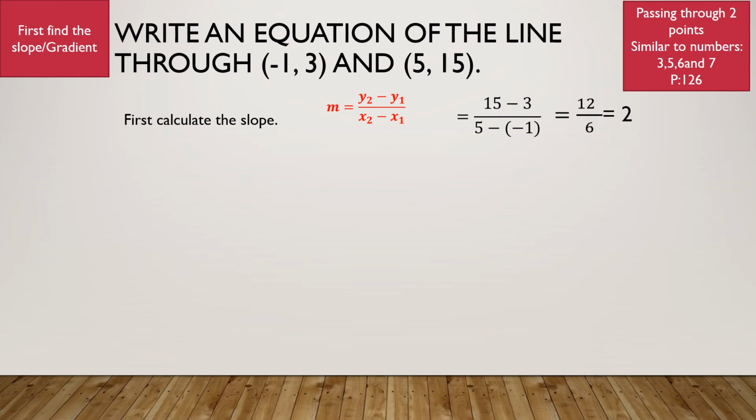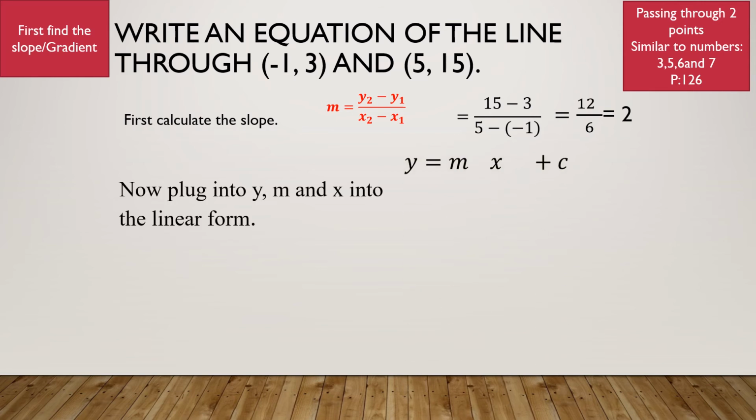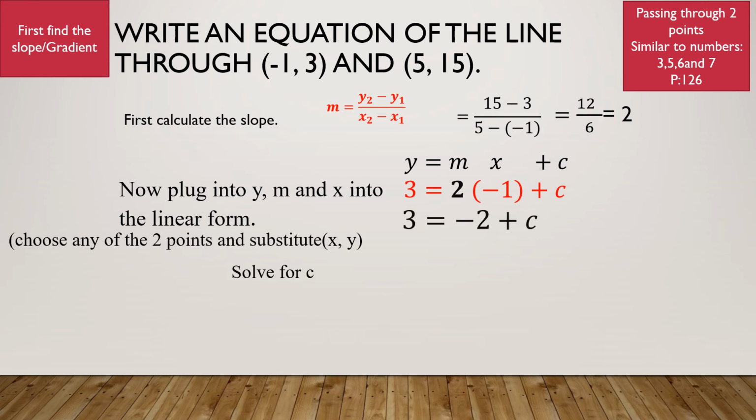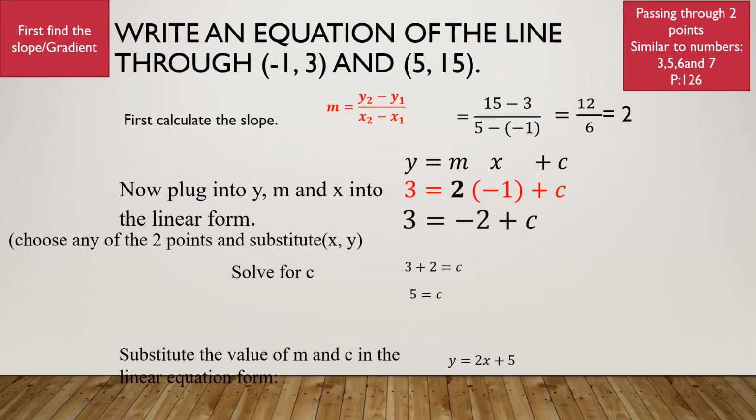Now we use the linear equation form, which is y equals mx plus c, and you will substitute. Choose one of these 2 points to substitute. Instead of m, you will put 2. Let's choose the first one, point -1, 3. And then you will solve for c to get 5, and then you will put it in the equation y equals 2x plus 5, where 2 is the slope m and 5 is c.